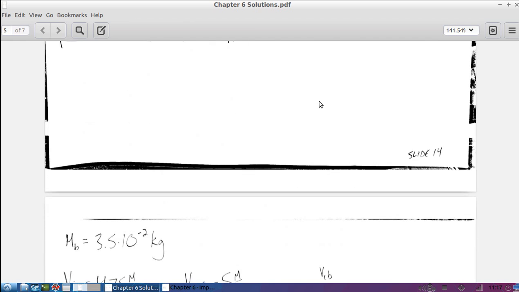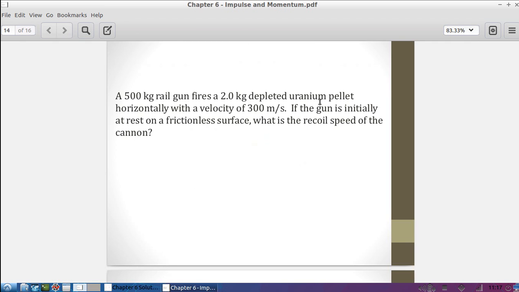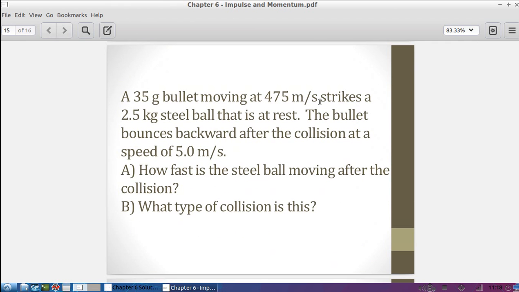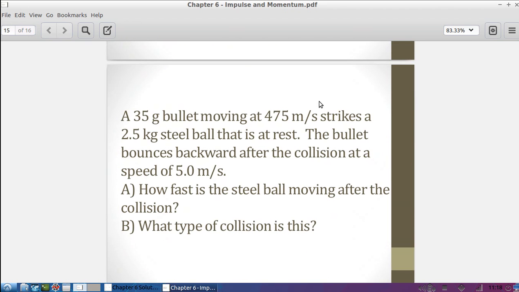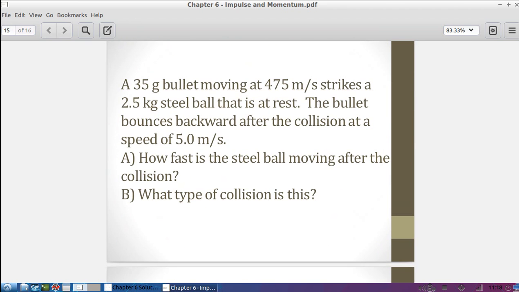Okay. All right, so I'm going to pause and I will start up with elastic collisions, an elastic collision example on the next video. All right, thanks.